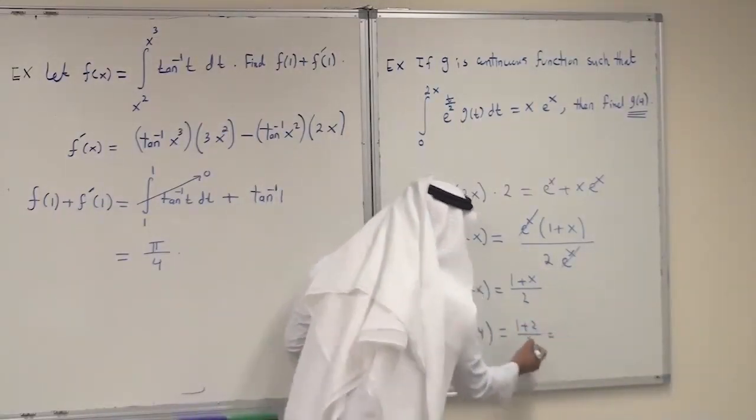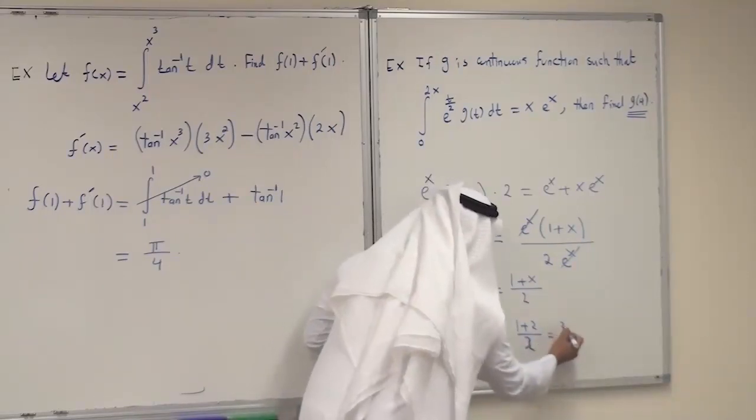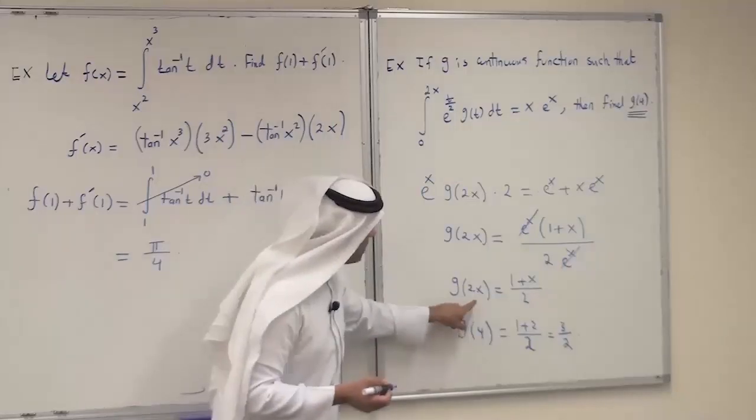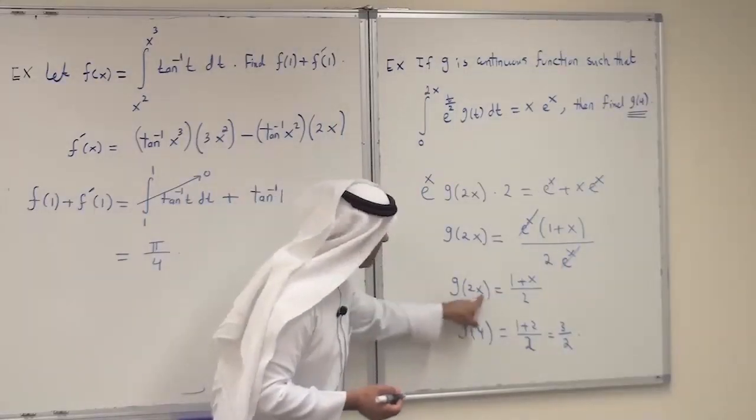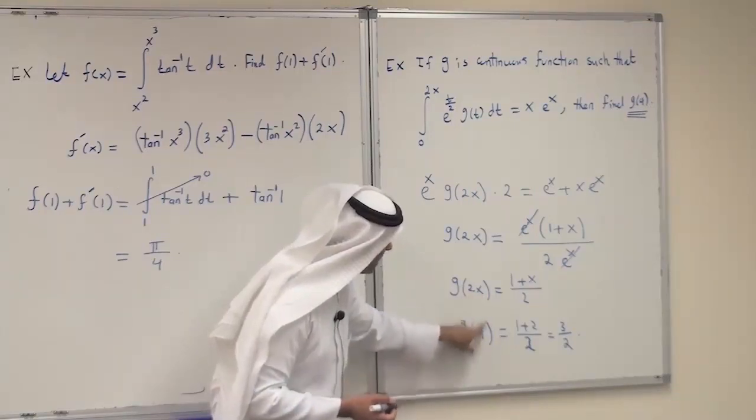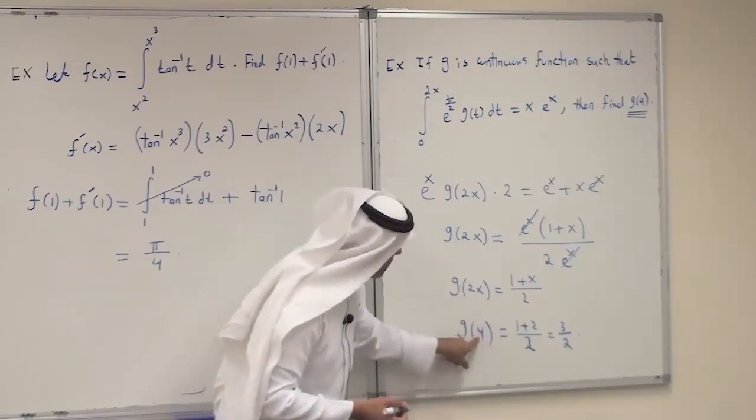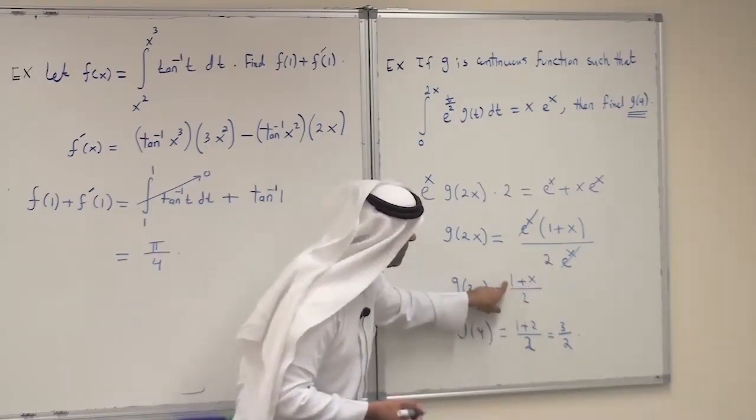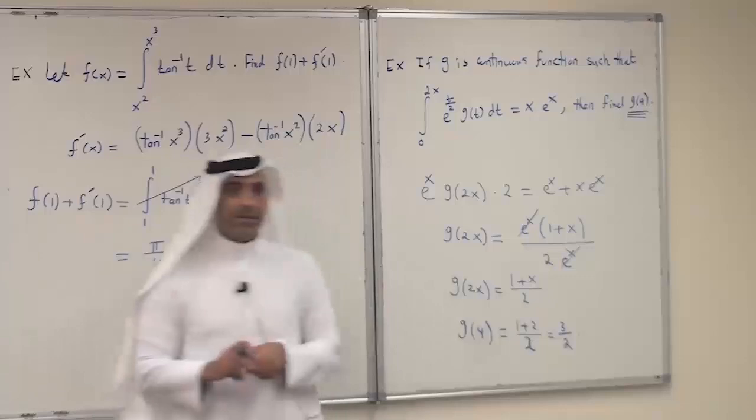That is equal, divided by 2. That is 3 over 2. I repeat here that we are getting g of 2x, and we need to evaluate g of 4. So I need to see what is x. 4 is 2 by 2, so x is equal to 2. I substitute here 2. 2 plus 1 is 3, divided by 2, so the final answer is 3 over 2.